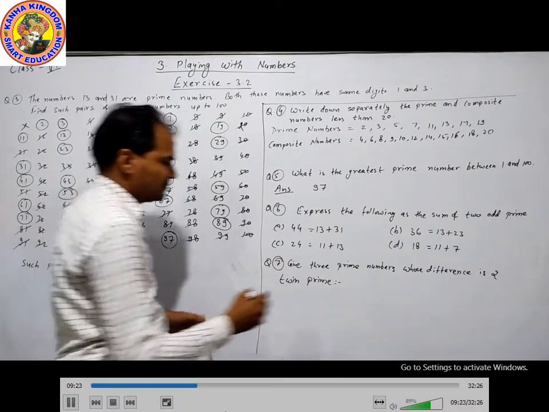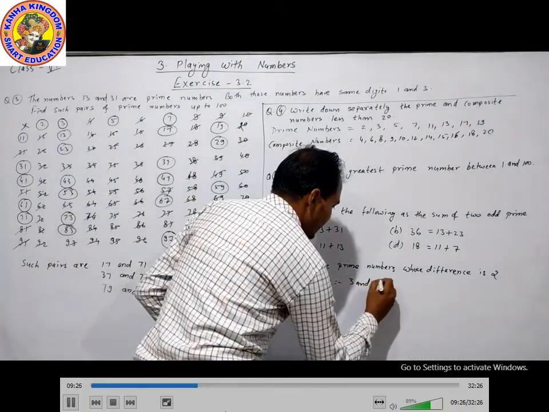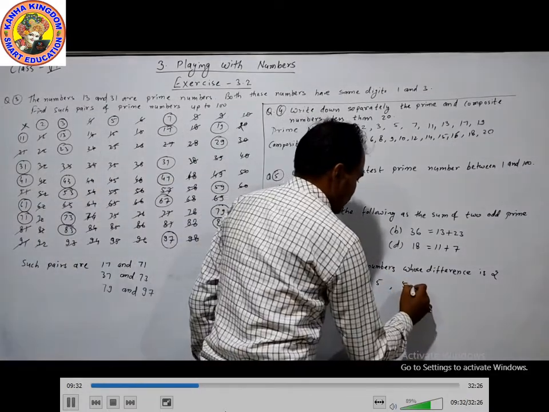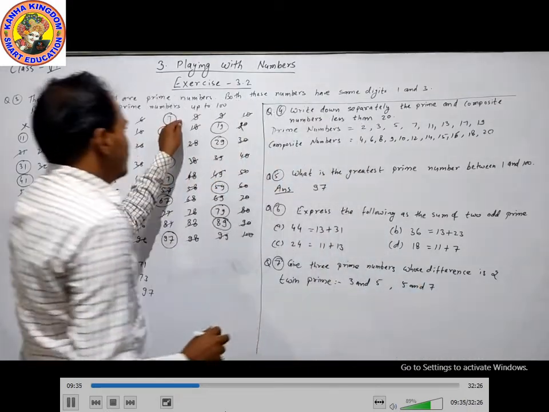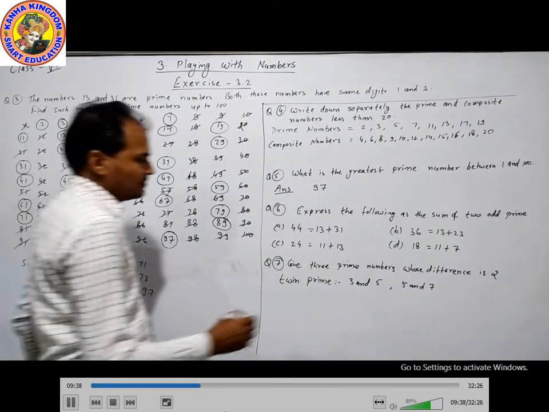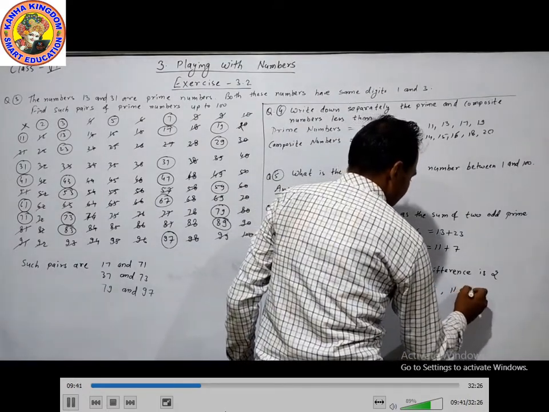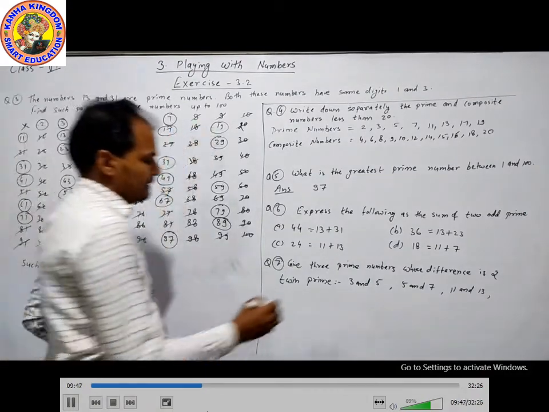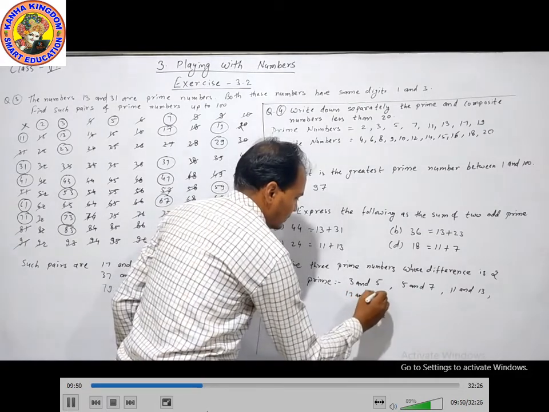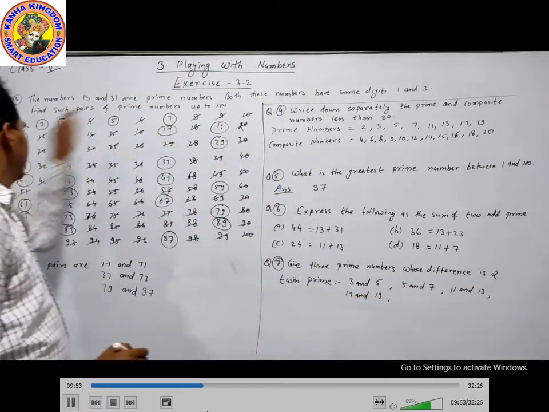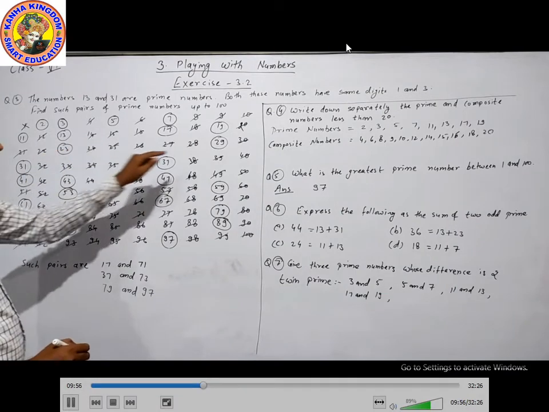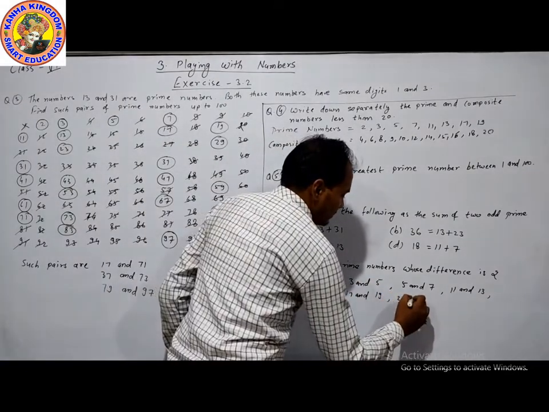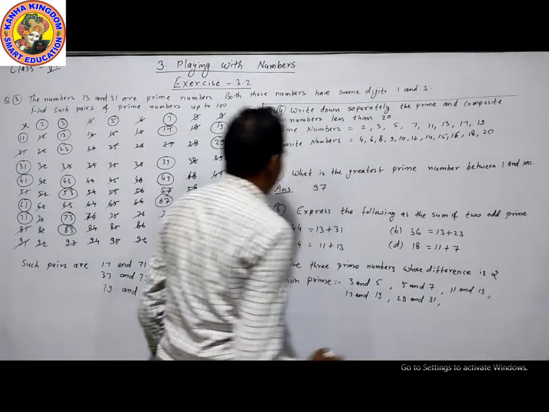3 and 5. Now 5 and 7. 7 and 9, no. 11 and 13 are twin prime numbers. 13 and 15, no. 17 and 19. 19 and 21, not. 23 and 25, no. 29 and 31, yes, 29 and 31.